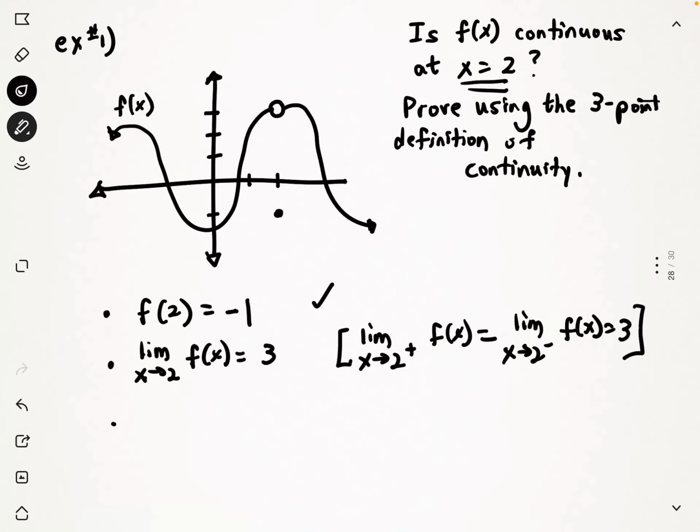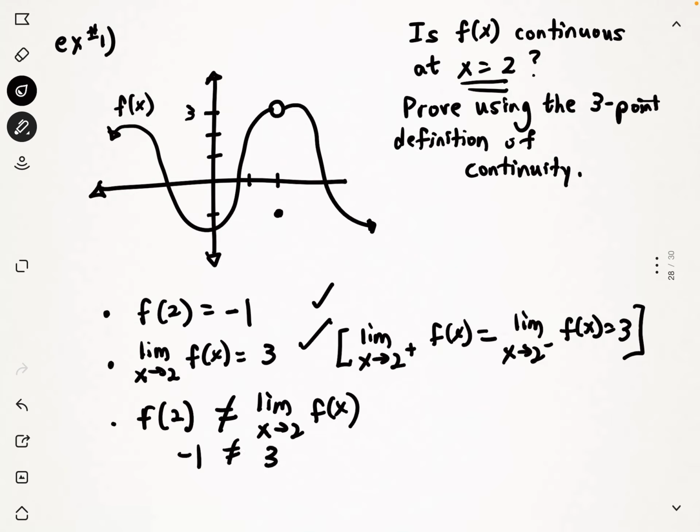You can see that the y values are approaching 3 from both sides as x approaches positive 2. So the limit does exist. So it meets the second condition. But it does not meet the third condition. The third condition is that the first two values have to be equal. In this case, they are not. -1 is not equal to 3. So we fail the third condition, and therefore we make some sort of a statement.